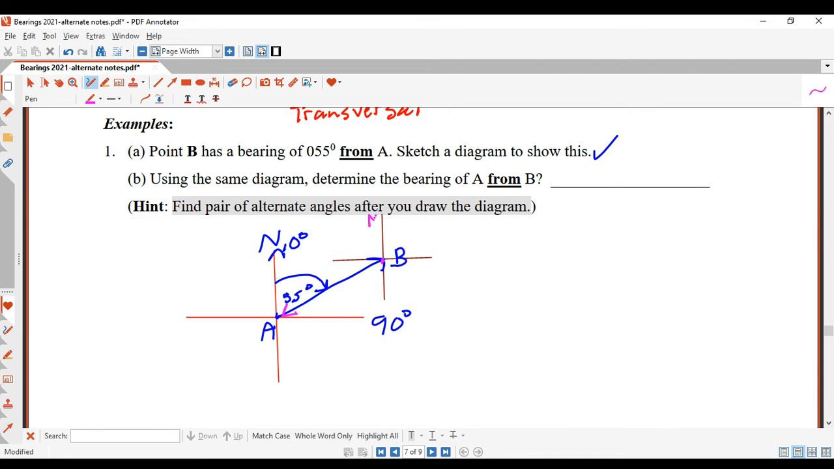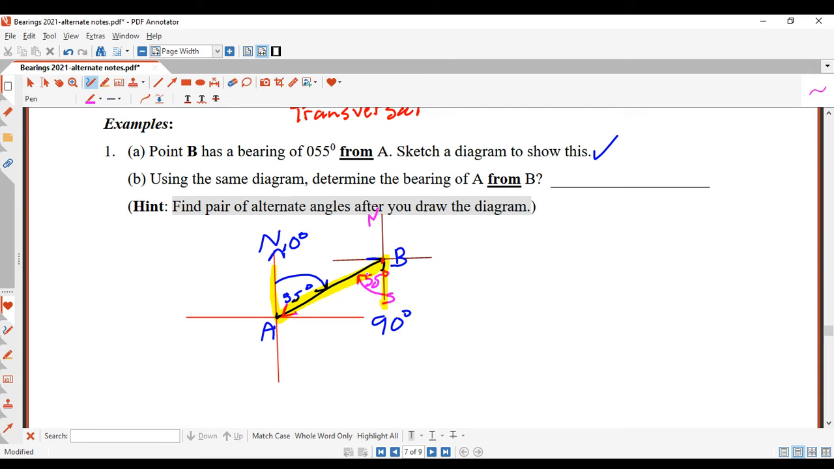Now we know that this is north, and we actually need to identify an alternate angle, don't we? Because we need to work out this angle in here. Okay, this is south. So if this is 55 degrees, this is alternate to that. So that's also 55 degrees. Just to show you that, if I trace around the angles, I get that Z shape, don't I? Trace around that. There's the Z shape. Okay, so you can see the 55 degree angle pair. So now I've identified the alternate angle, I can work out what my bearing is.